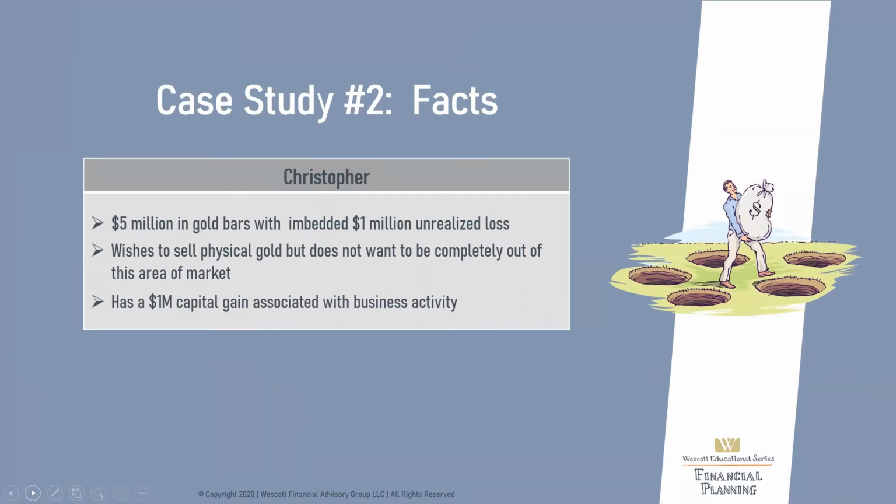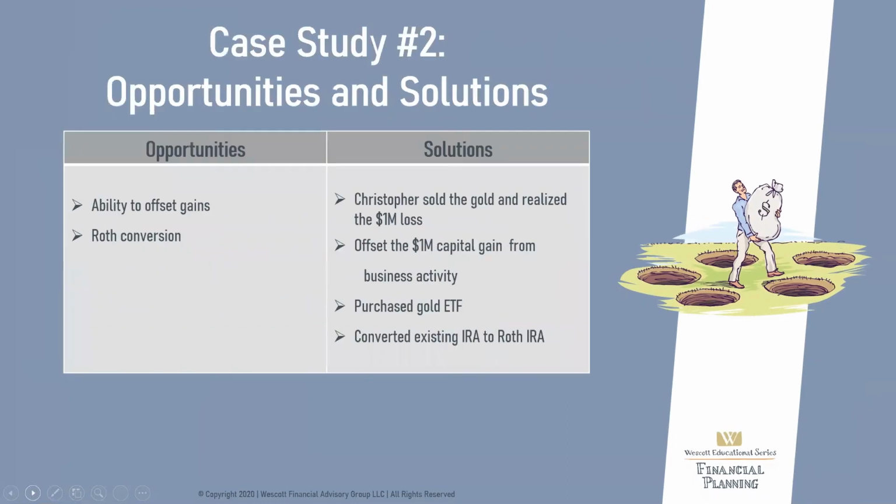Christopher also has a $1 million capital gain associated with his business activity. So, what did we do in this situation to assist Christopher? In this case, we advised Christopher to sell the gold and realize the $1 million capital loss. In doing so, he was able to offset $1 million capital gain from his business activity.